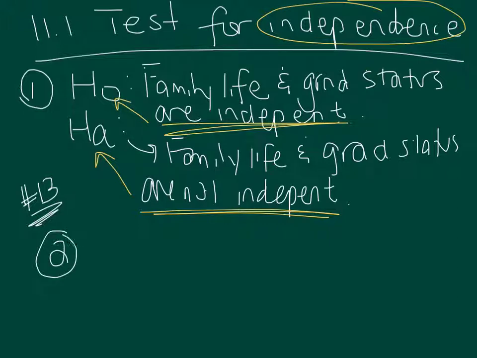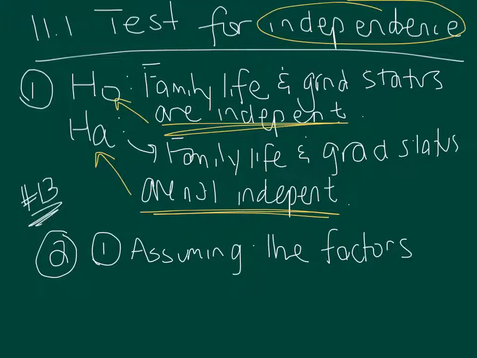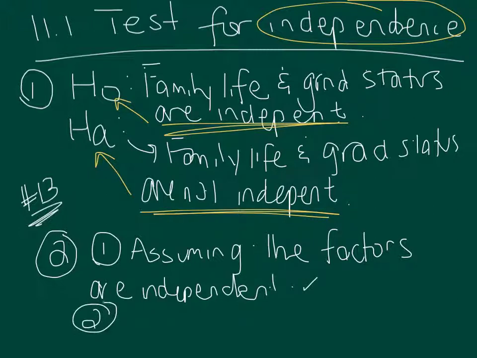Your next step is to check conditions. And the condition you need to check is first you're assuming that the factors are independent. So you want to go into the test assuming they're independent. That's your first thing you check. And you just check that by checking that you believe it for now. And then second, you check that all the observed values are greater than 5.